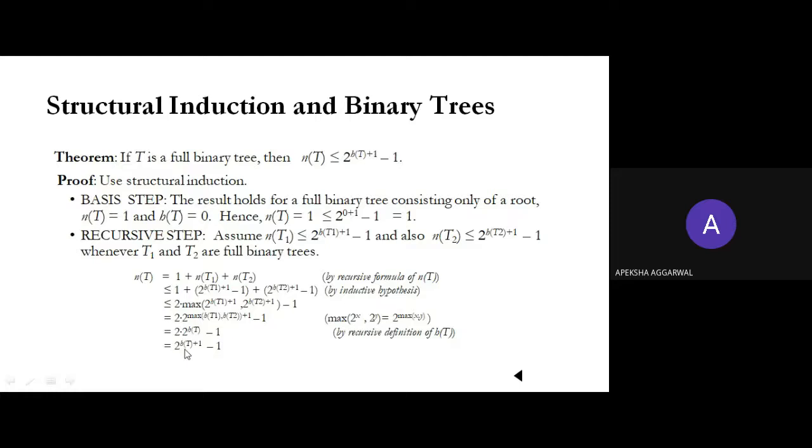So you have just taken the maximum of T1 and T2, and you have calculated 2 into something. This BT is the original tree, okay? And then minus 1 was already there over here. So in the recursive step, you have not done anything. You have just applied T1 and T2, and you are saying that the height of T is dependent upon the height of T1 and the height of T2.